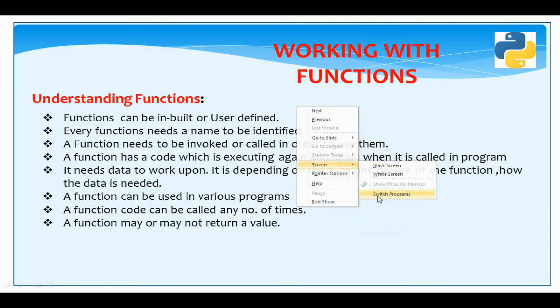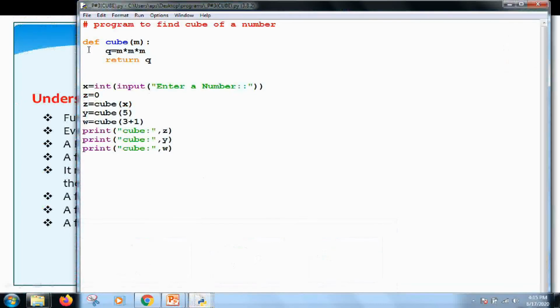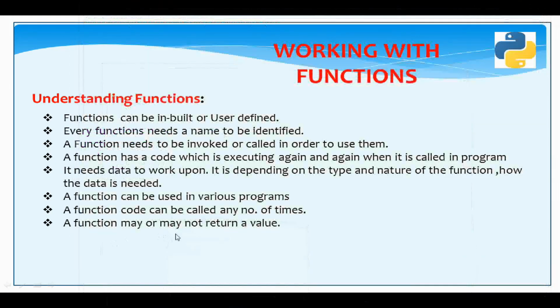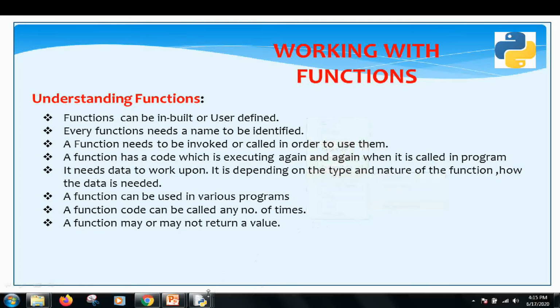Let me show you all these points in our program. For example, let us see the cube program. In this you can see the code of the function, which is called, and these are the function calls. If we do not give these calls, this code will not execute. Next, a function may or may not return a value, depending on the work required of it.